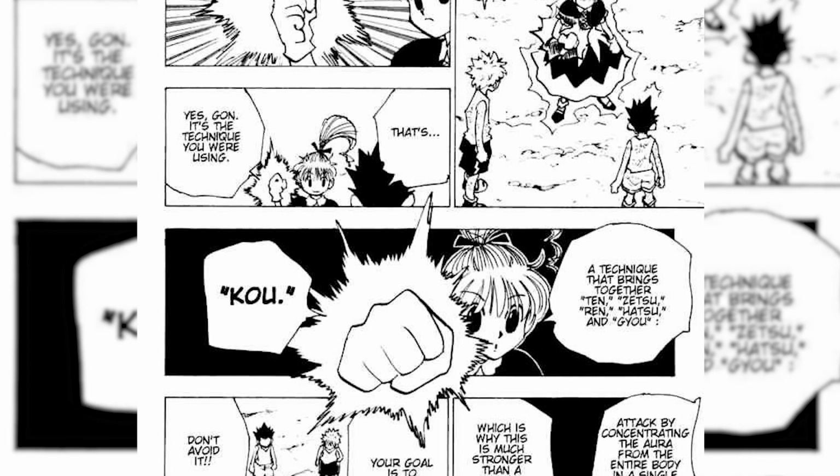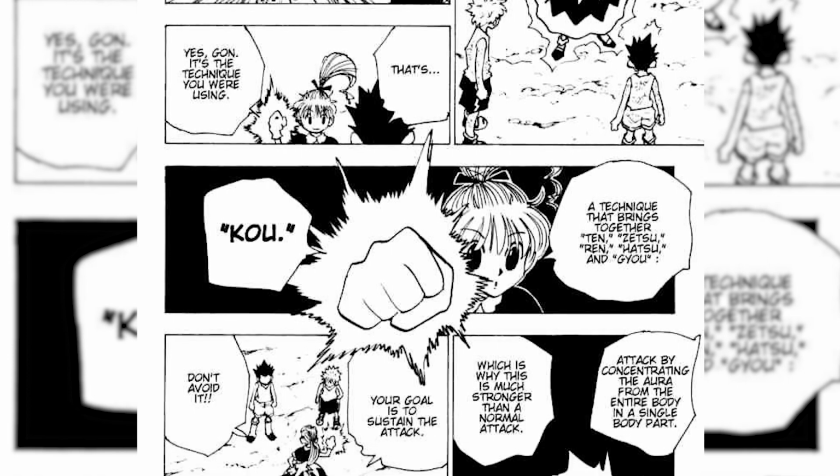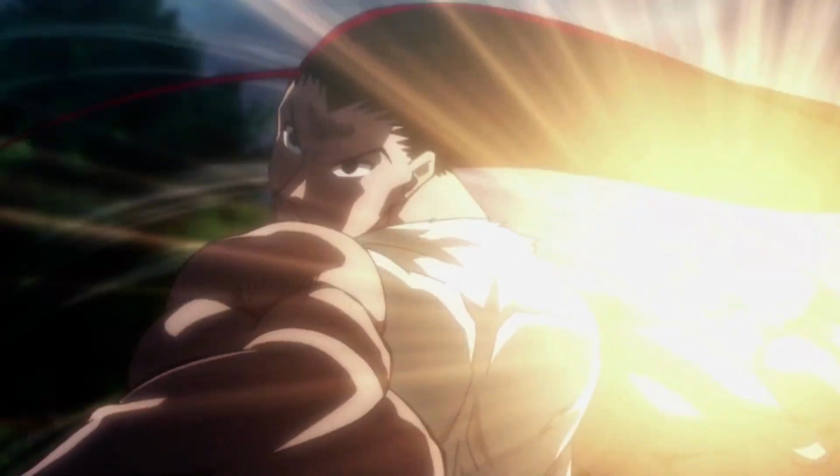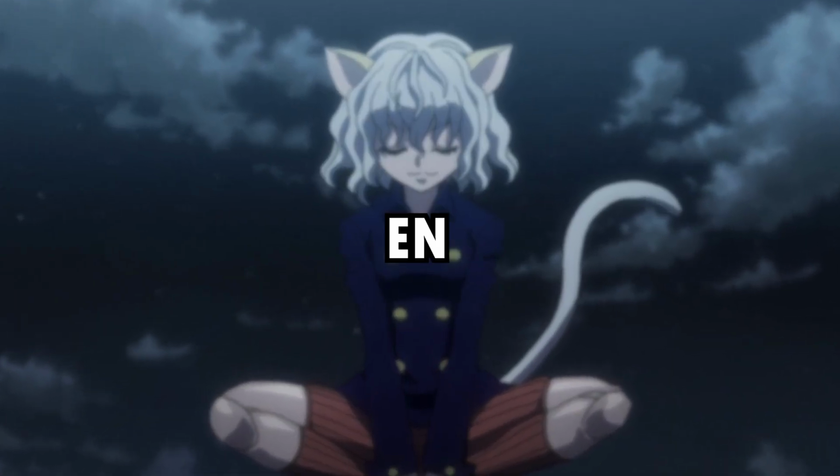Combining Gyo, Zetsu, Hatsu, Ten, and Ren is focusing all the user's aura into one specific body part. Ren used to increase the user's aura, Zetsu to halt all other aura flow, Ten to keep it concentrated, and Gyo to focus it into that body part. This technique is the basis for Gon's Jonken Rock. Following Ko comes En, an advanced combination of both Ren and Ten.